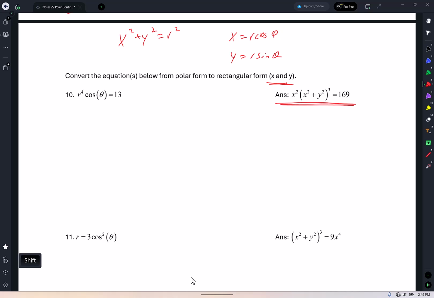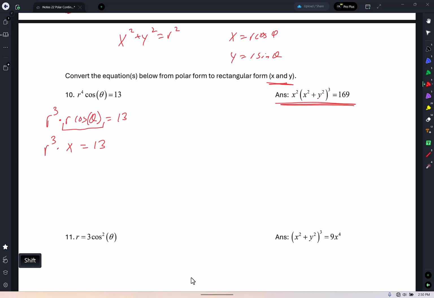All right. So here we go. I'm gonna rewrite this. You see how I have r to the 4th times cosine theta? I'm gonna write r cubed times r cosine theta equals 13. Why did I do that? So you can get X. Yes, so I can get x. R cosine theta is x. Do you guys see that? So I'm going to rewrite r cubed times x equals 13.